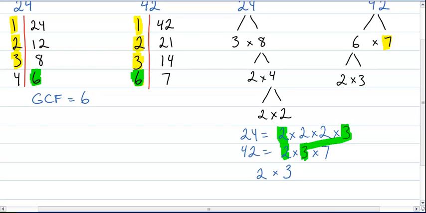What I do now, in order to find the greatest common factor, is I take those common prime numbers and I multiply them together, and it gives me 6. And so the GCF of 42 and 24 is 6. So those are two methods for finding the greatest common factor of a number, or a pair of numbers.